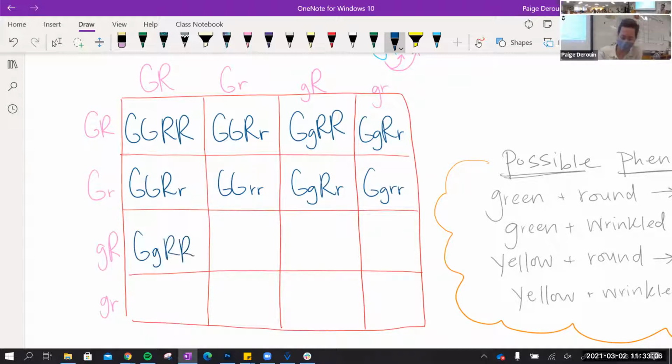When you do these in real life, like on a quiz or something, don't rush, because when you rush, you write the wrong G's and R's or whatever letter you're using.